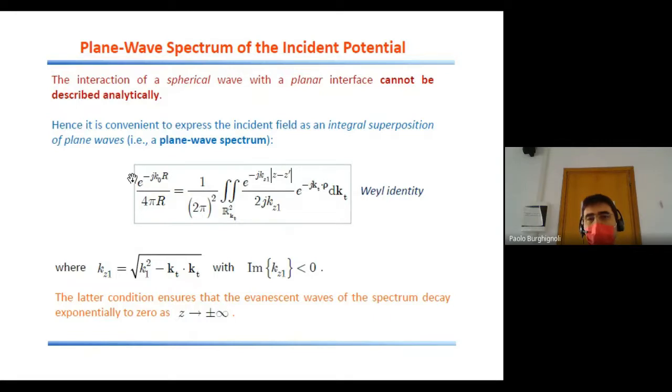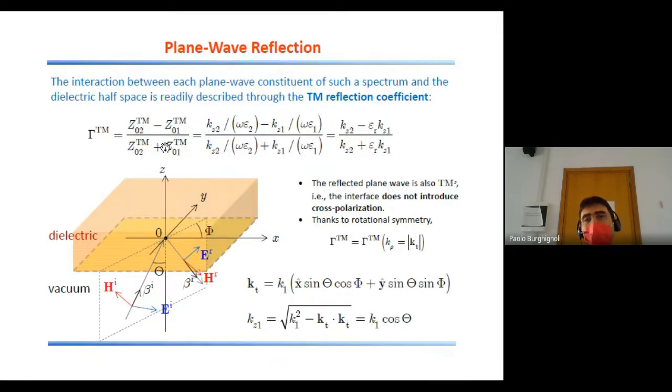Okay, once we have this representation, then we can make any elementary plane wave in this spectrum interact with the planar interface. And the interaction is described through the well-known reflection coefficient, that is, in this case, the TM reflection coefficient. That is, we are dealing with the so-called vertical polarization. So any elementary plane wave in this spectrum is represented in this picture below through its phase vector beta incident, and then there is its magnetic field, which is transverse to the z-axis, and the electric field, which is contained in the incident plane, which is represented here with gray dashed lines.